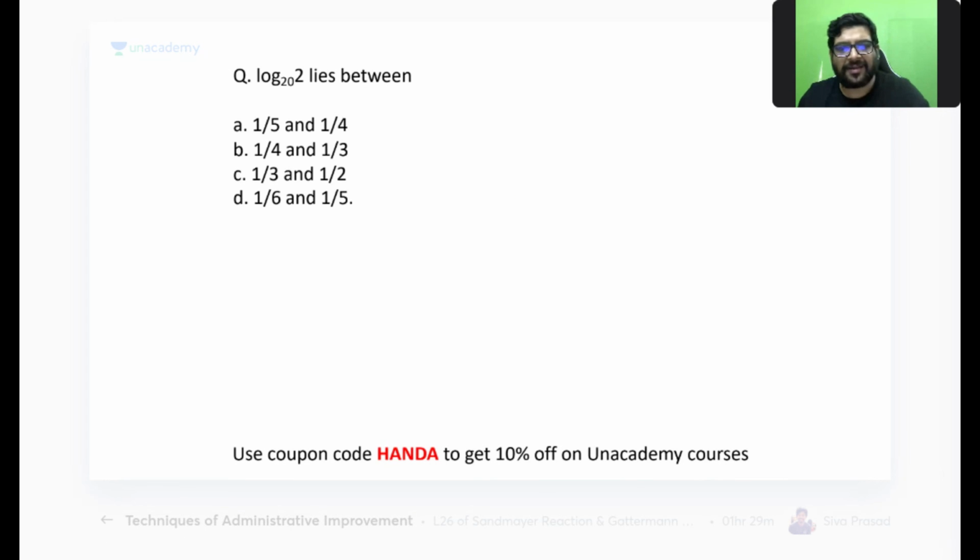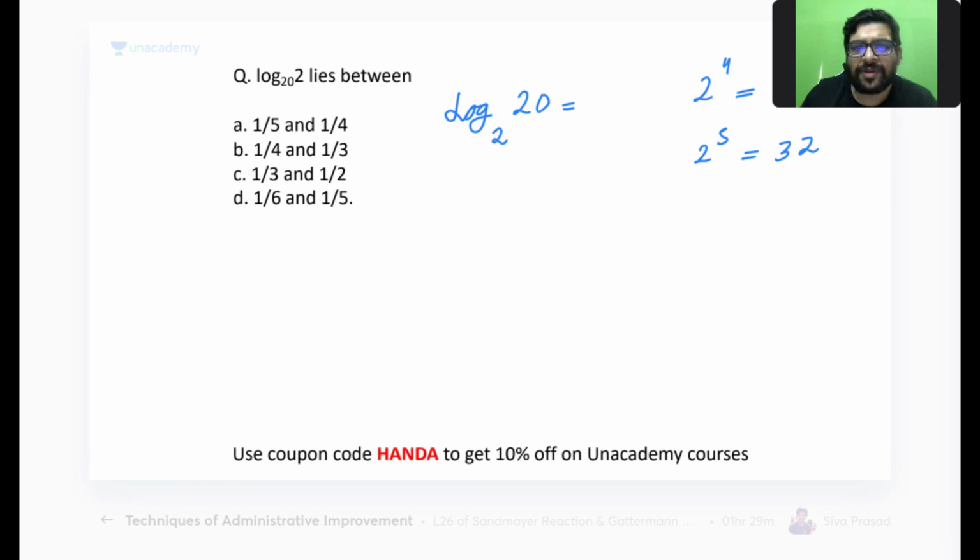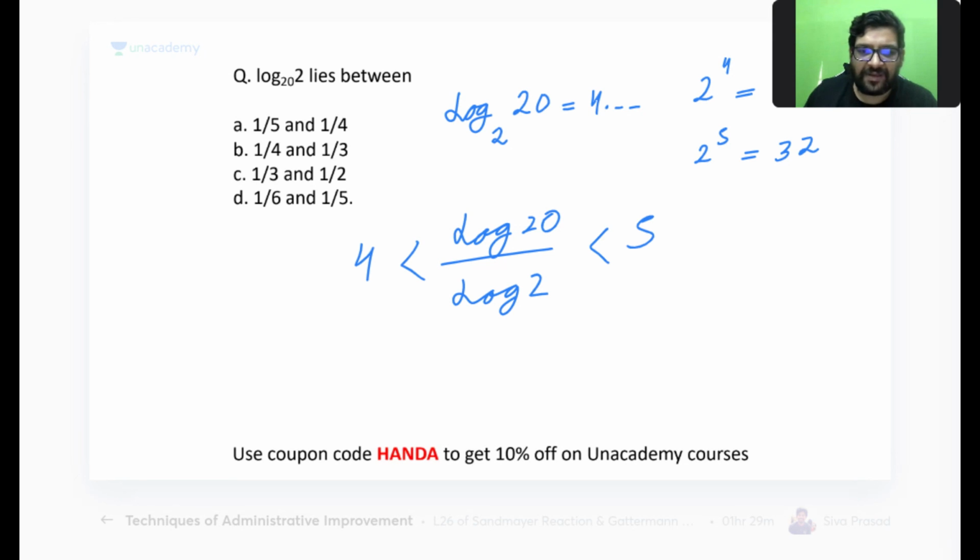And that's it. So guys, the problem is when you're trying to solve this, can you actually give me log 20 to the base 2? Now I know 2 to the power 4 is 16. I know 2 to the power 5 is 32. So log 20 to the base 2 will be 4 point something. So log 20 to the base 2, or log 20 by log 2, lies between 4 and 5.